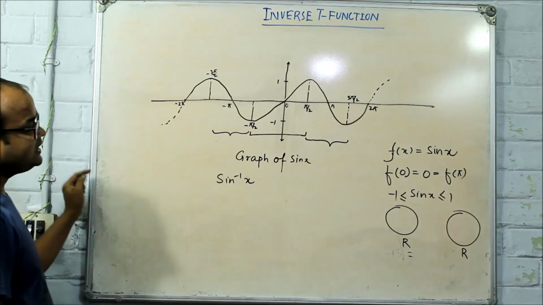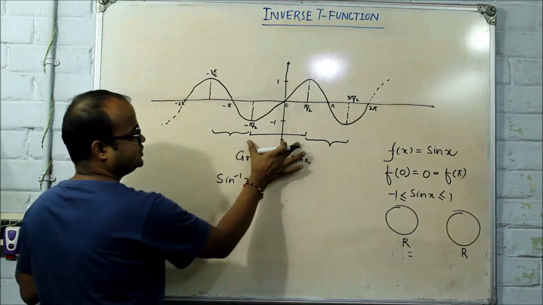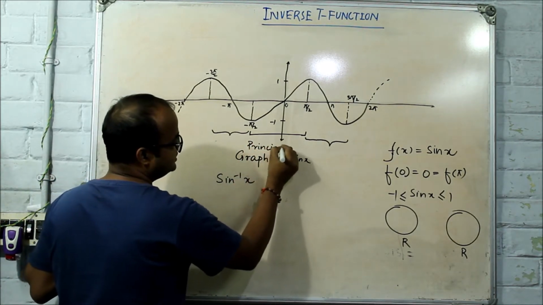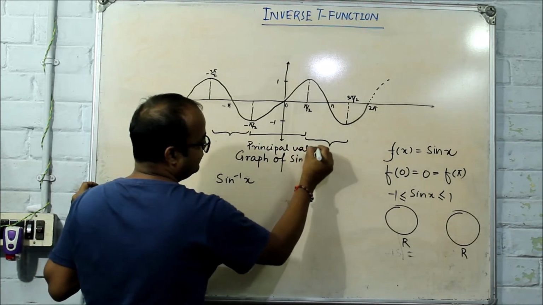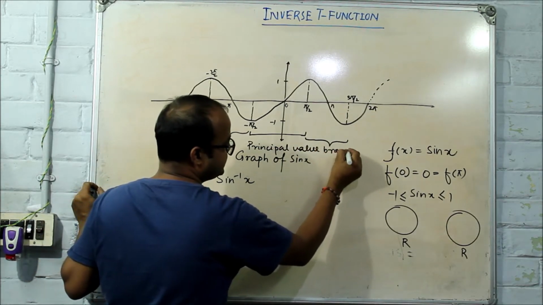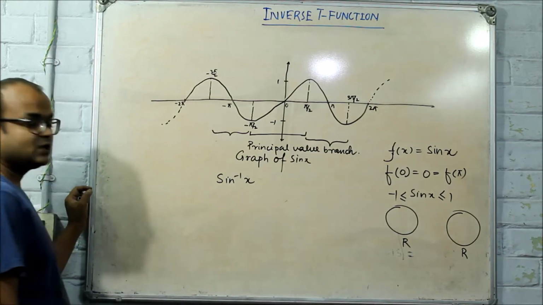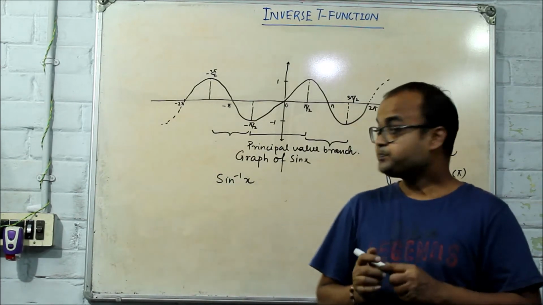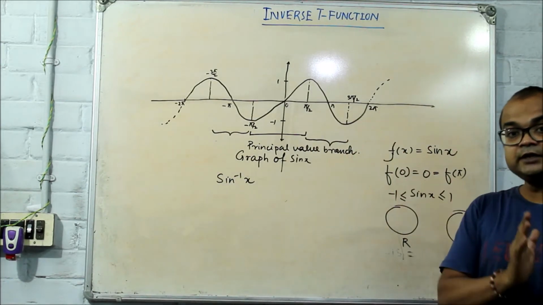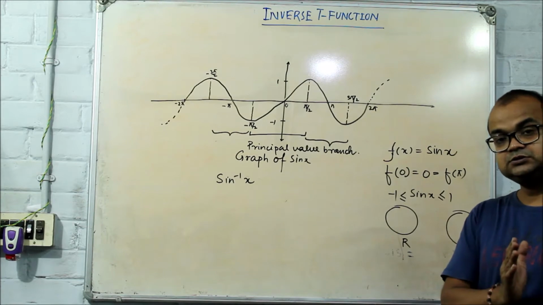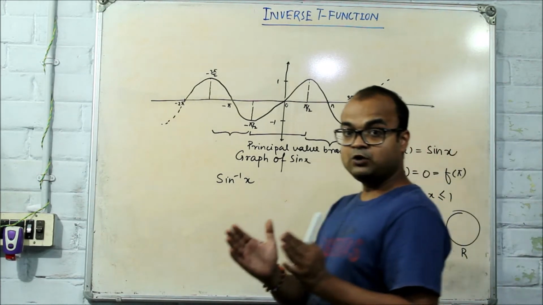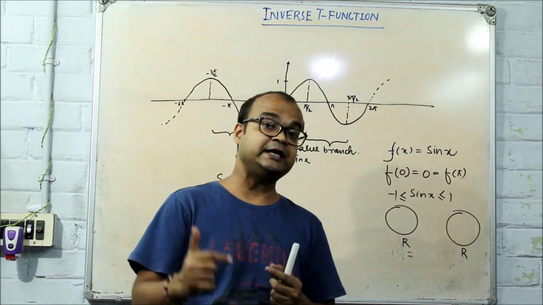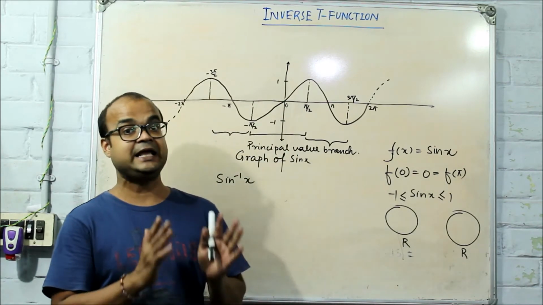The branch minus pi by 2 to pi by 2 is called the principal value branch. Clear? So, to convert a trigonometric function from many-one to one-one and onto, we need to restrict our branch so that the inverse of the function exists.